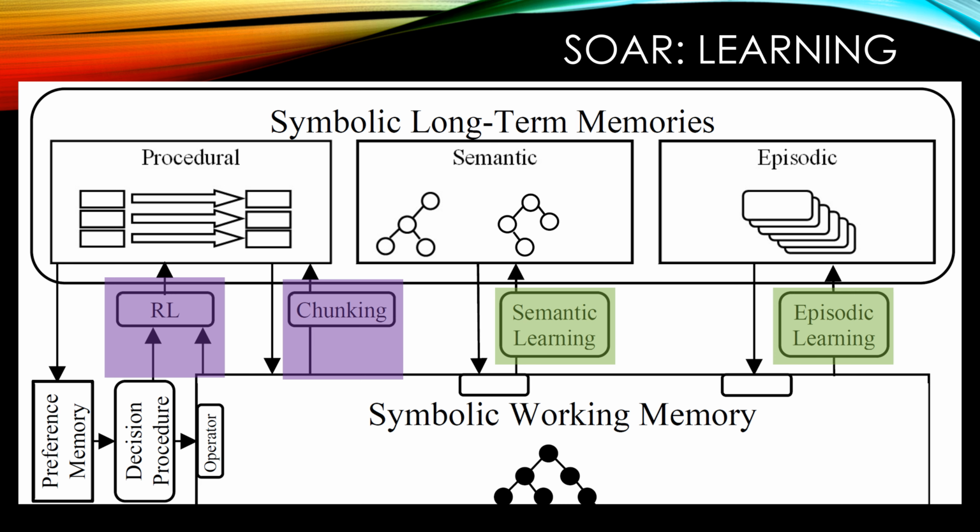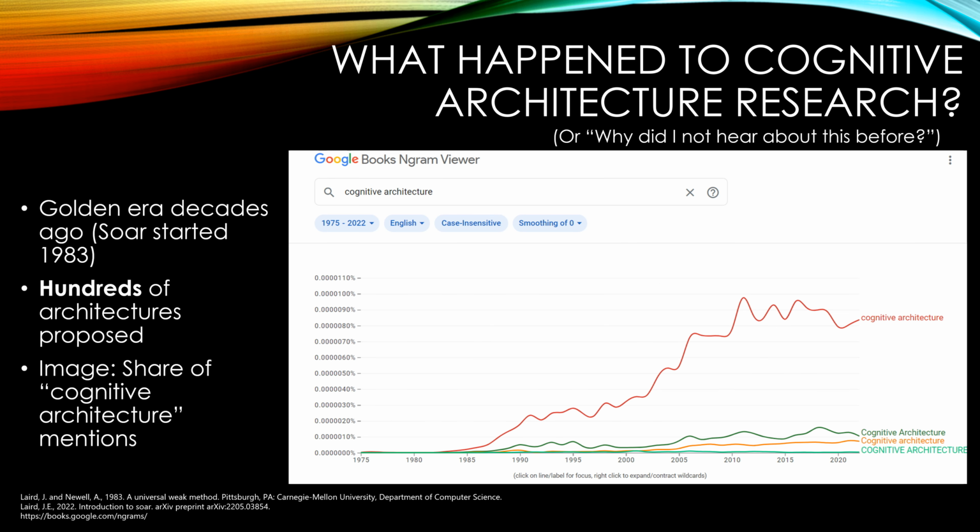The n-gram viewer in the image, which shows the share of cognitive architecture mentions in Google Books, pretty much sums up its history. It seems like cognitive architectures have identified a lot of the problems to tackle when building intelligent agents, and they have provided some answers. Its golden era was a few decades ago, with SOAR starting around 1983. Hundreds of architectures were proposed, but somehow, over the past decade or so, interest has waned.